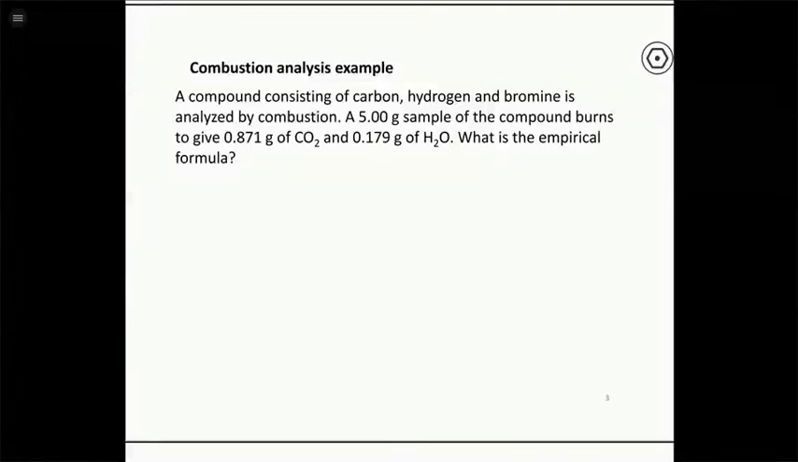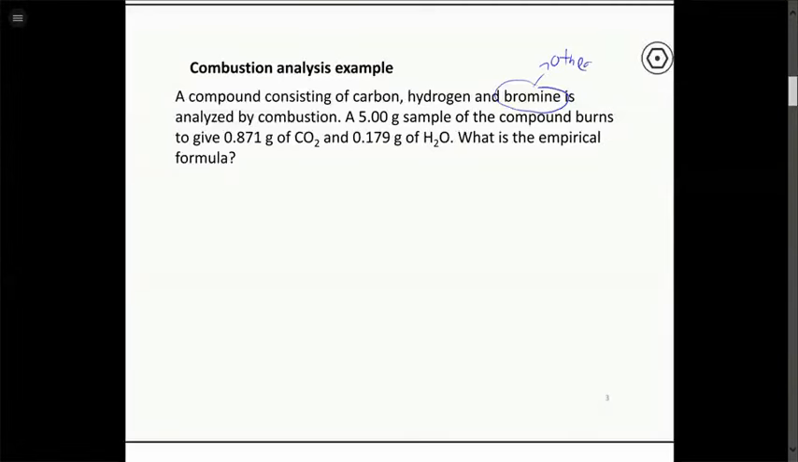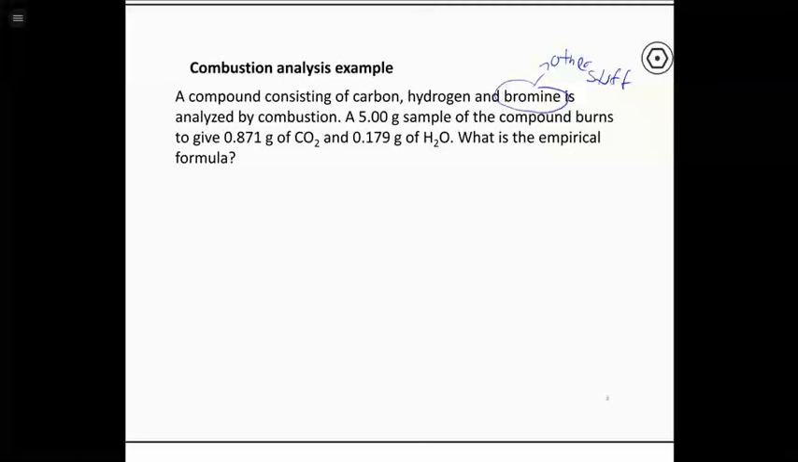All right, so if we take a compound that consists of carbon, hydrogen, and bromine, and again, remember this bromine is what we abbreviated on the last slide as the other stuff, the stuff that doesn't directly burn. We burn this compound, and we take 5 grams of it, combust it, and we end up with 0.871 grams of carbon dioxide and 0.179 grams of water, and then we want to know what's the empirical formula.